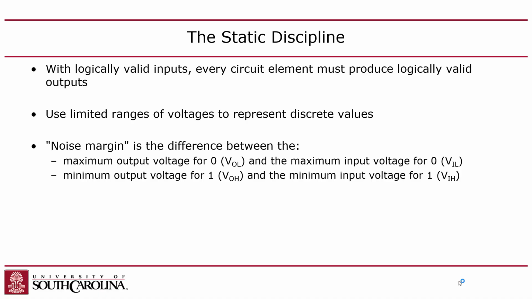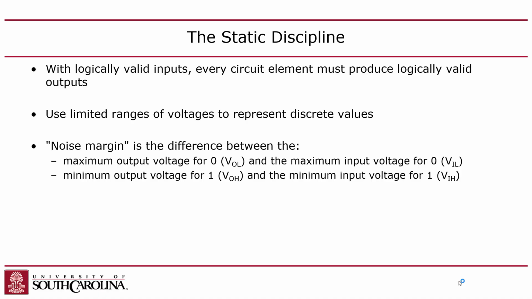Likewise, there's the minimum voltage that's still considered a 1. Now remember that a 1 is generally thought of as the power supply voltage. But you can go under your power supply voltage and have it still count as a 1. The minimum output voltage that's still considered a 1 is VOH, voltage output high. And the minimum input voltage that's still considered a 1 is VIH, voltage input high.